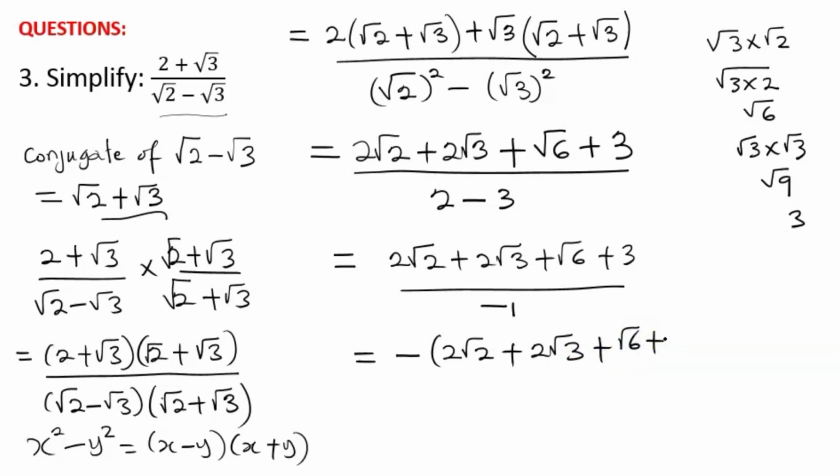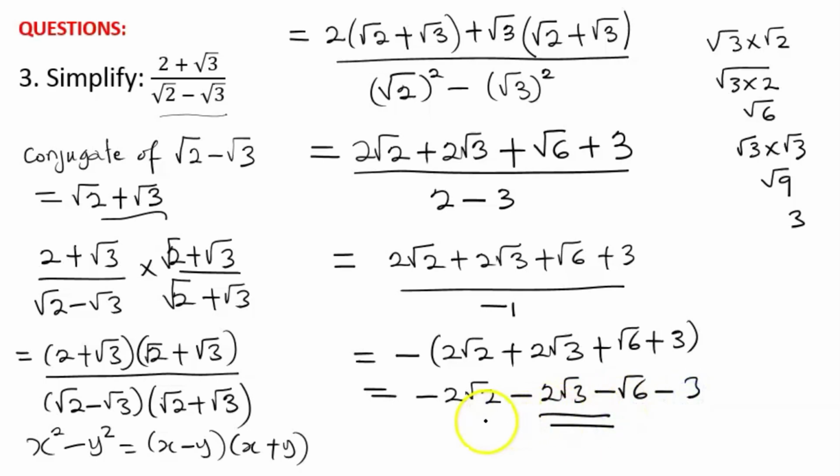plus root 3. Okay, so when you use the minus to go through them, because you have negative, 2 root 2 to multiply, this sign also will change to 2 root 3. So also will change to negative root 6, and this is changed to -3. Okay, so there's nothing we can do.